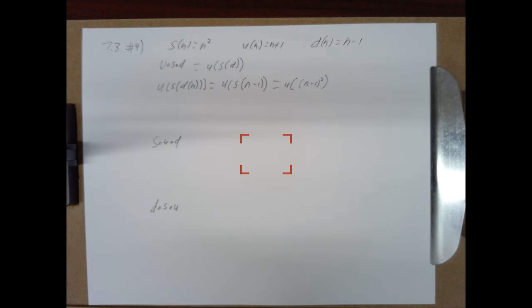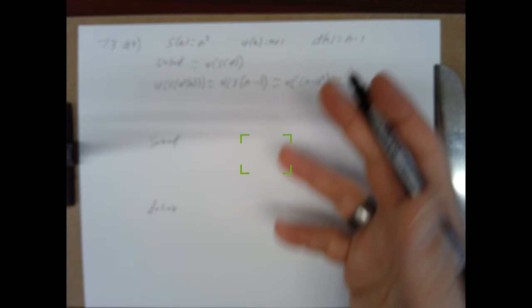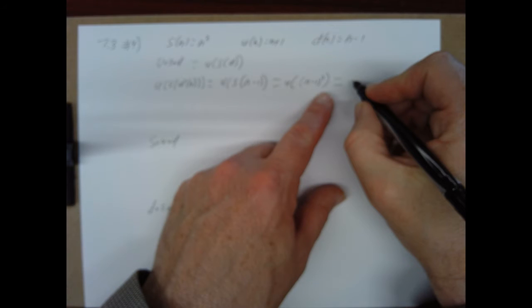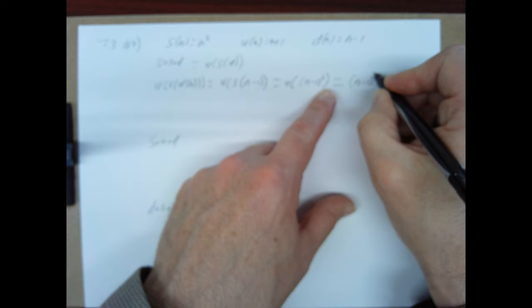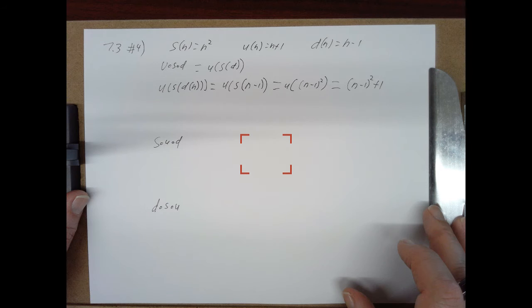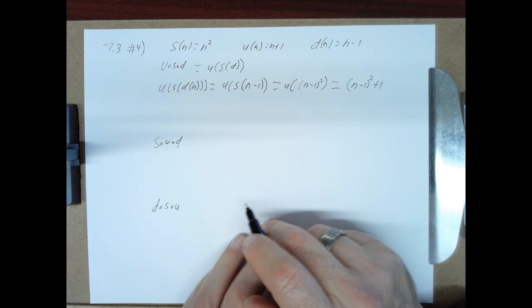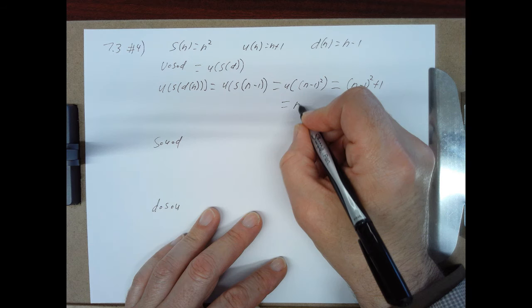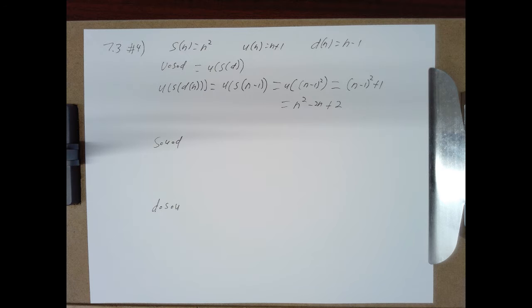And then what is u of n? It's n plus 1. U of x is x plus 1. U of this thing is this thing plus 1. Right, which you could simplify as n squared minus 2n plus 1, plus 1, is going to be plus 2. But either way.